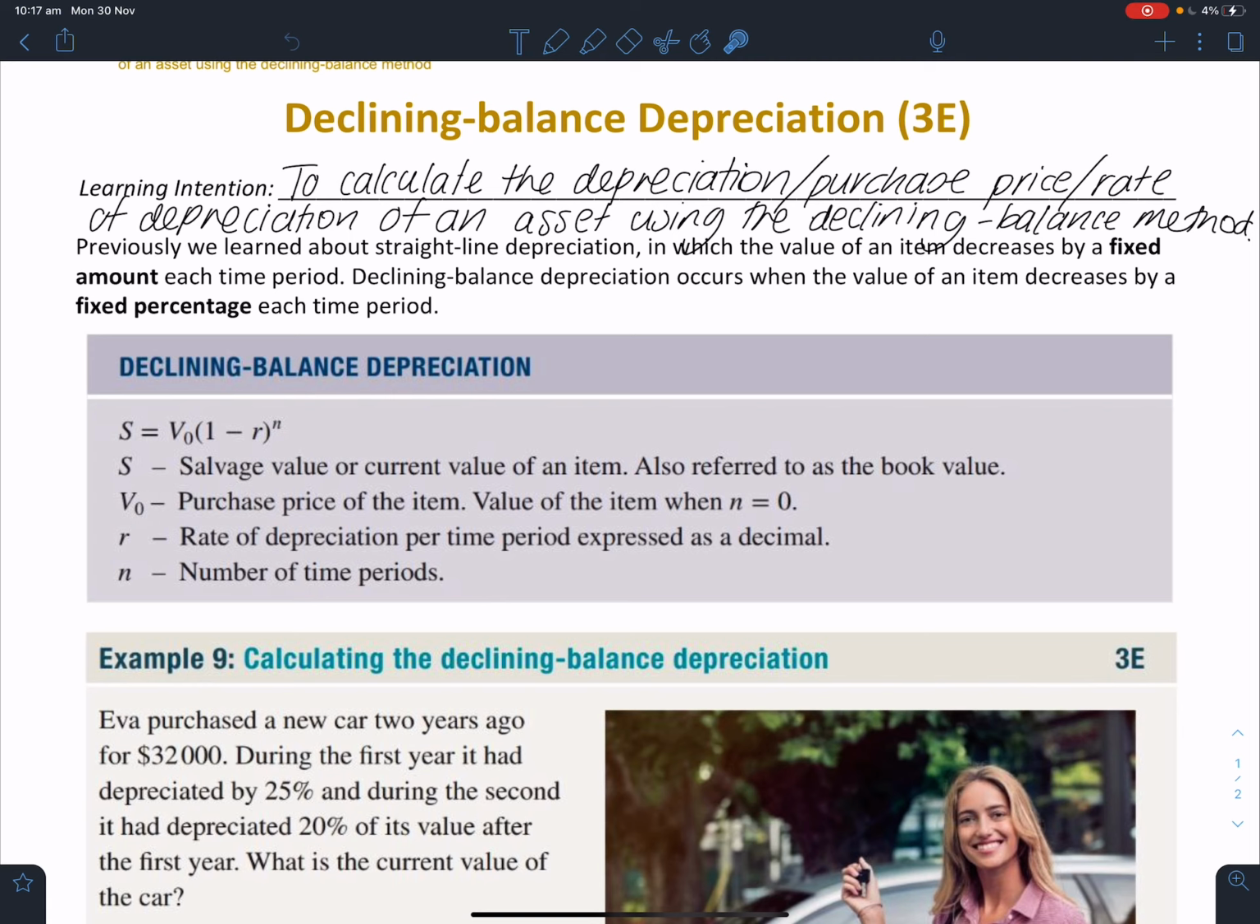Now, the formula is this one down here. S equals V0 (1 minus R) to the power of N. S is your salvage value, so that's the current value of the item. V0 is what you purchased it at. The 0 indicates the time period being 0, so at the start. If you purchased a car, it would be what you bought it for, and salvage value would be its current value in the market. R is the rate of depreciation, usually a percentage that you change to a decimal. And N is the number of time periods. A few examples today, and once we go through those, it makes it a lot clearer what's going on.